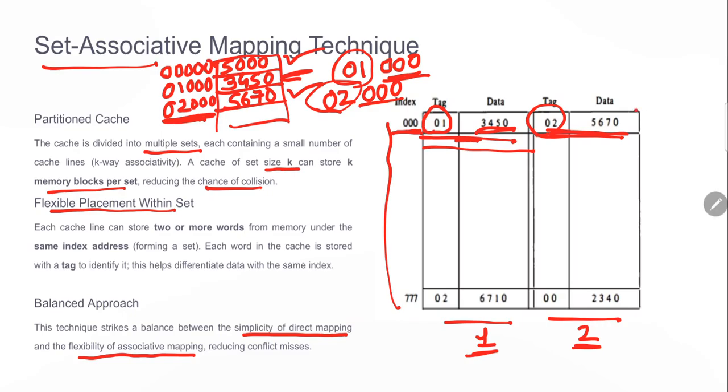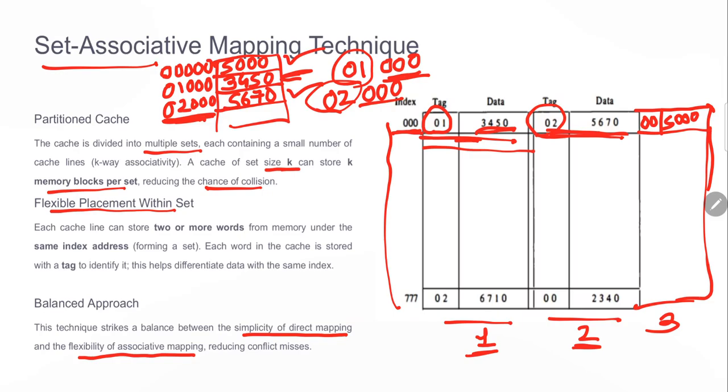Suppose I have one more set. Here the same way, if this set is available, I can store the data like 00, and here I can store 5000. If it is not available, at the end I cannot generate one.